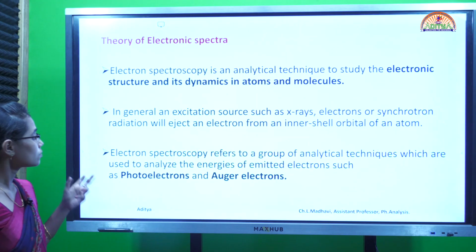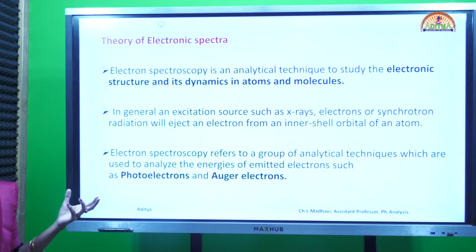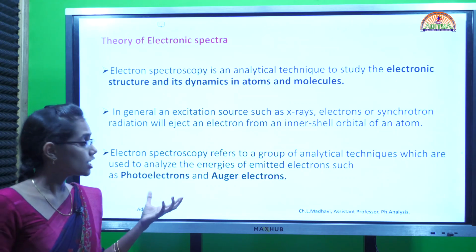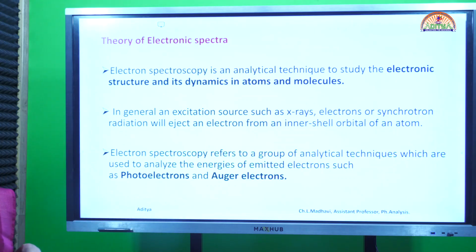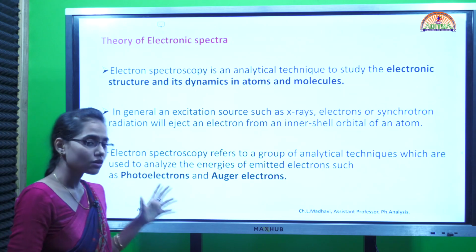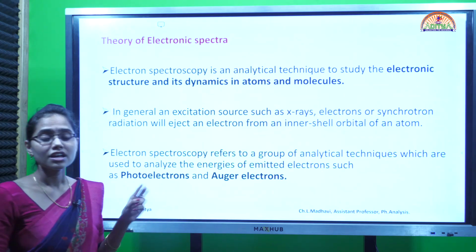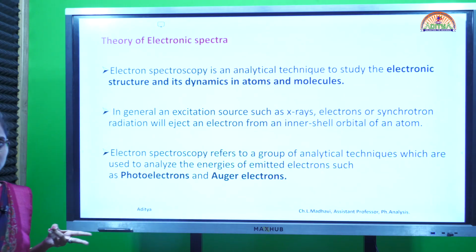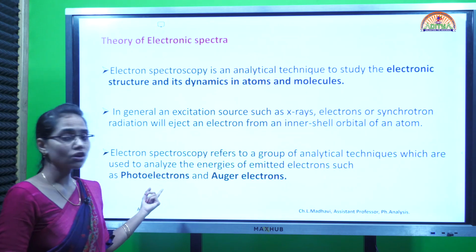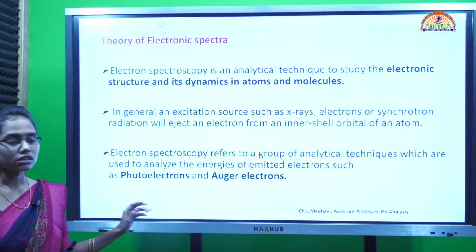These are normally studied with the help of electron spectroscopy, which includes a group of analytical techniques. In electron spectroscopy, for the formation of electron spectra, we see two types of electrons: one is photoelectrons and the other is Auger electrons.